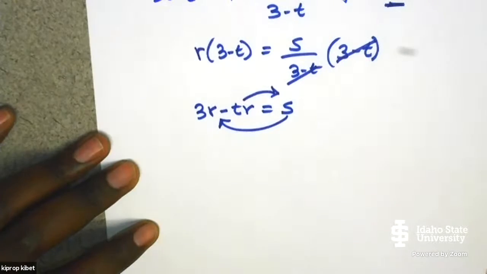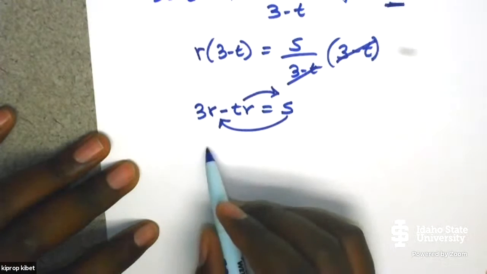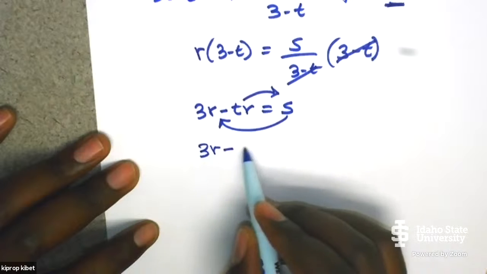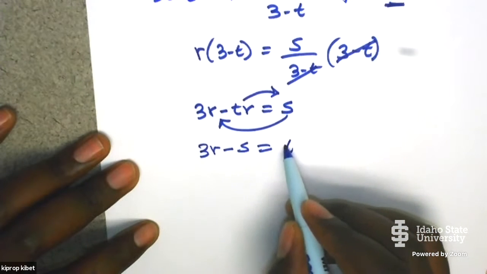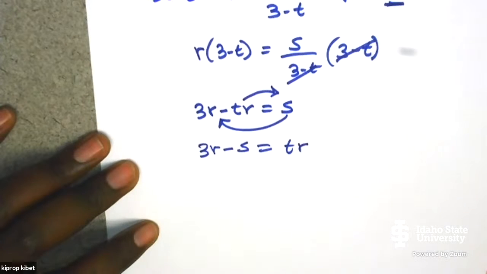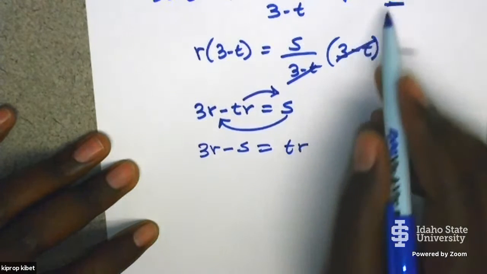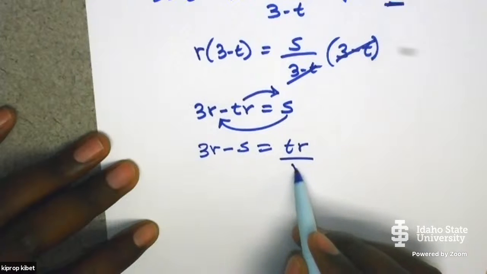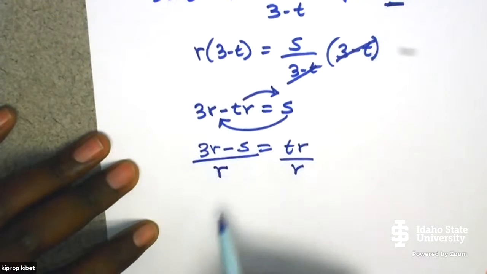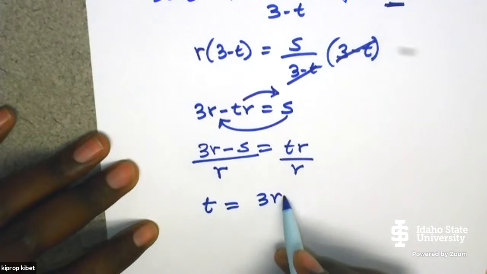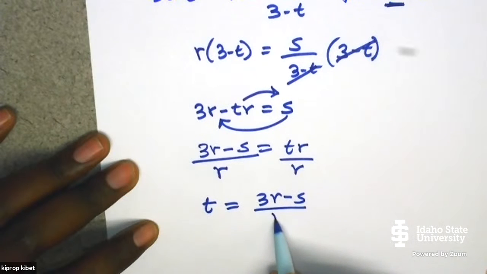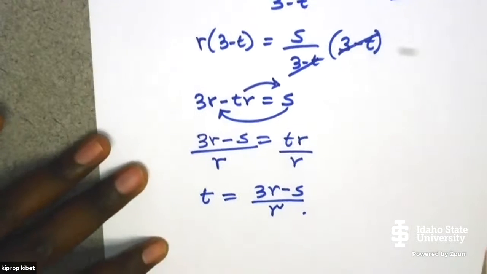Okay. So when you bring S here, then you get 3R minus S equals to, when you take TR to the other side, you get what? TR. Then you want to make T the subject, you divide by R, you divide by R. So T equals to 3R minus S all over R.